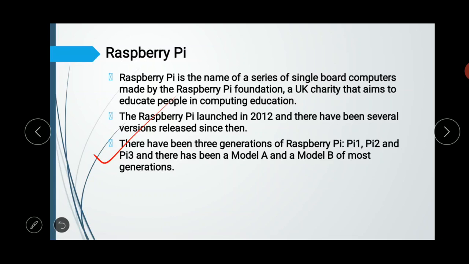The Raspberry Pi operates in the open source ecosystem. It runs Linux and its main supported operating system, Raspbian, is open source software. So this is all about today's class.